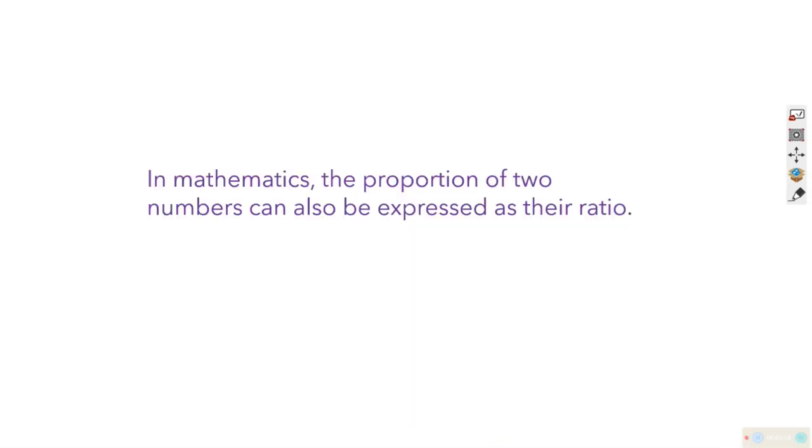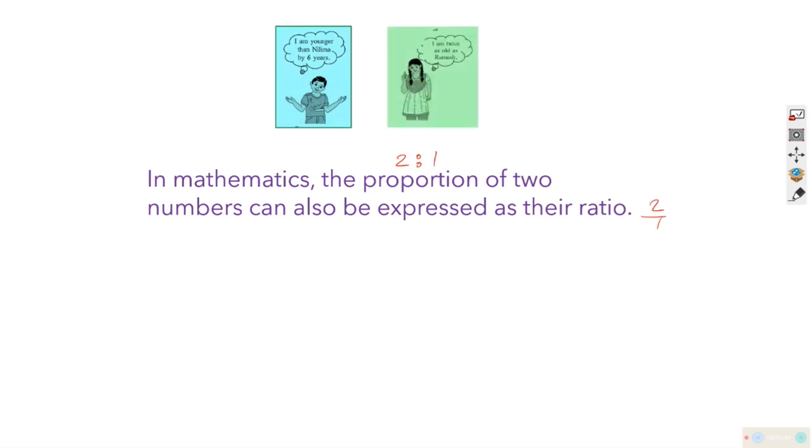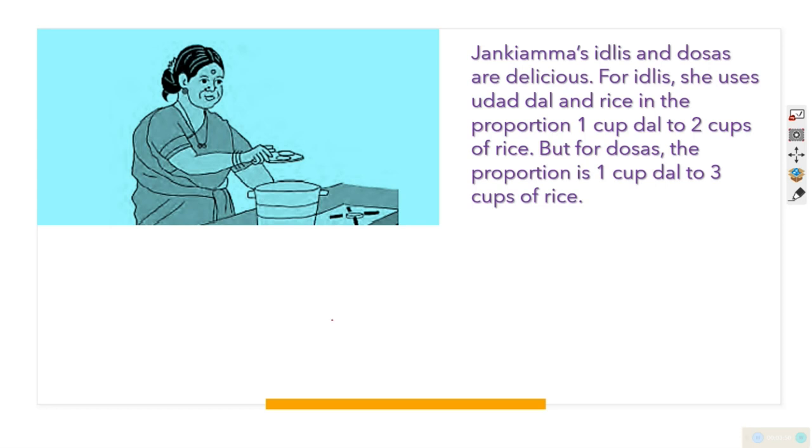In mathematics, the proportion of two numbers can also be expressed as their ratio. That is what I showed. The proportion is 2:1, ratio is 2 upon 1. It happened in the case of our Ramesh and Nilima also. There are various other situations where you can use ratio and proportion. Here is Janagi Amma.